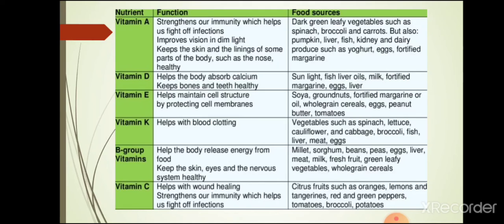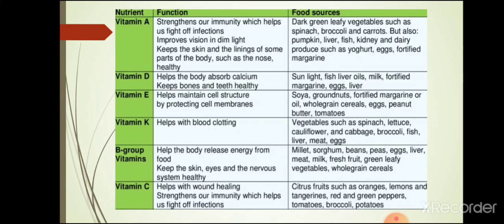What is the function of vitamin A? It keeps our skin and eyes healthy, and we get it from dark green leafy vegetables, dairy products, pumpkin, liver and kidney. Then vitamin D. The function of vitamin D is that it helps our body to use calcium for bones and teeth.